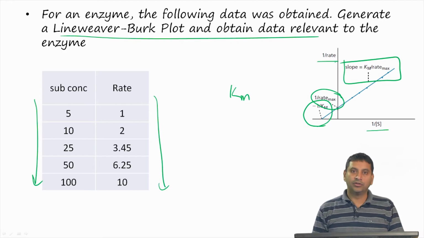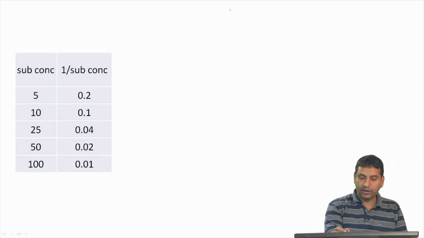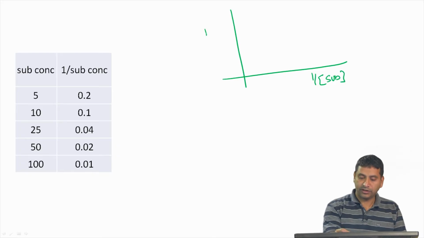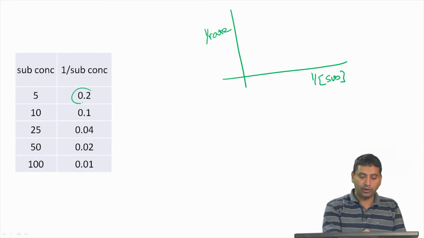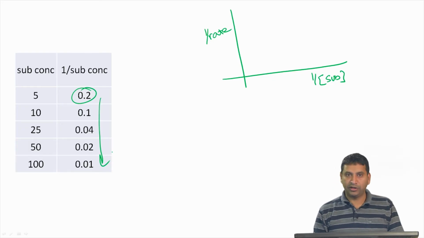First thing that we do is to take the inverse. We need to take the inverse of the substrate concentration, because we plot 1 by substrate concentration on the x axis, 1 by rate on the y axis. So, let us first do an inverse. If you take an inverse of 5, you get 0.2, and similarly for 10, 25, 50 and 100, you get these numbers. This can be done either manually, or if you put it in a spreadsheet such as Excel or other software, you can get this done very easily.